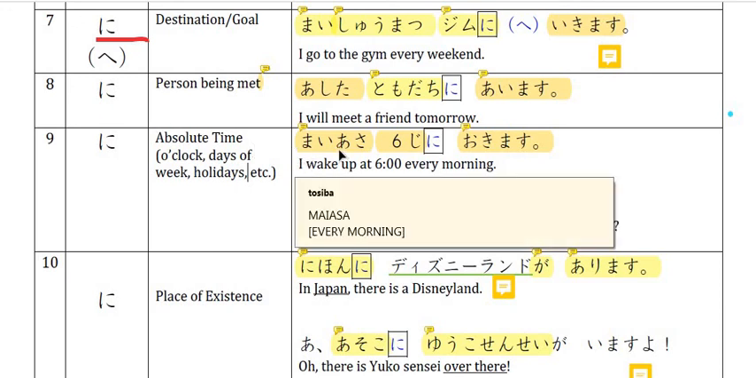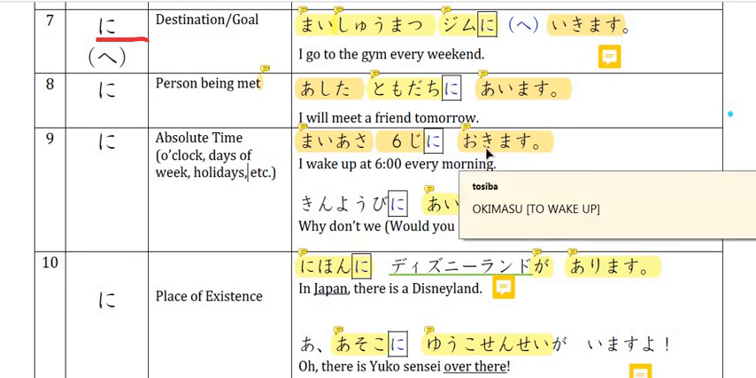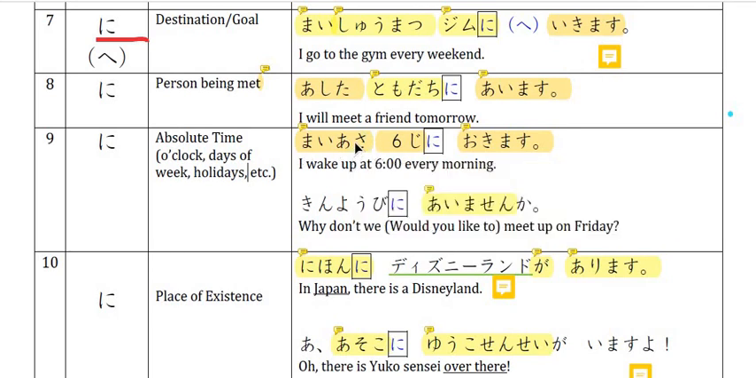So it's going to be Maiasa 6時に起きます. Maiasa is every morning. Mai stands for every and asa is morning. And 6 in Japanese is roku, and ji stands for hour. So 6 o'clock. As I said, whenever you're marking some o'clock, a day of the week, or some holiday, you're going to mark it with the particle ni. So I wake up at 6 in the morning. This 6 is marked by the particle ni, and okimasu is to wake up.